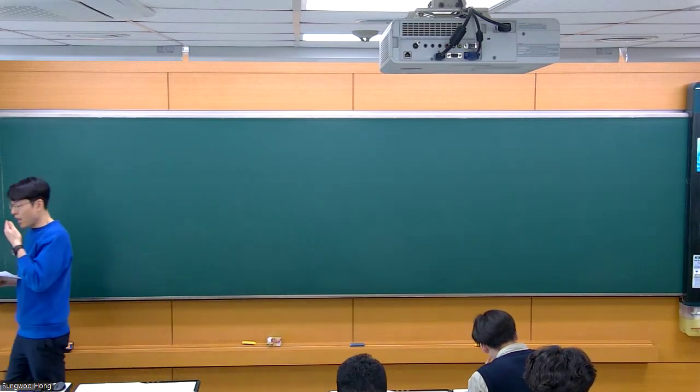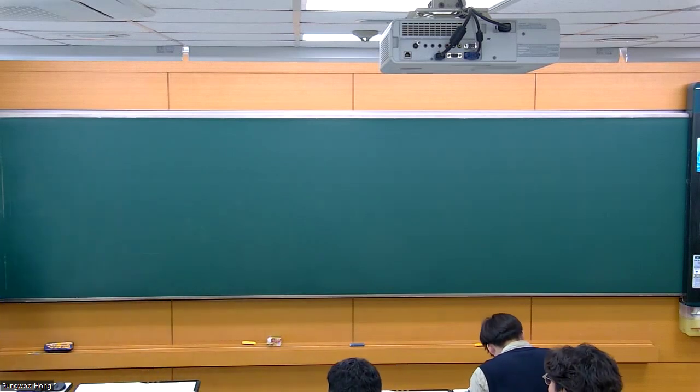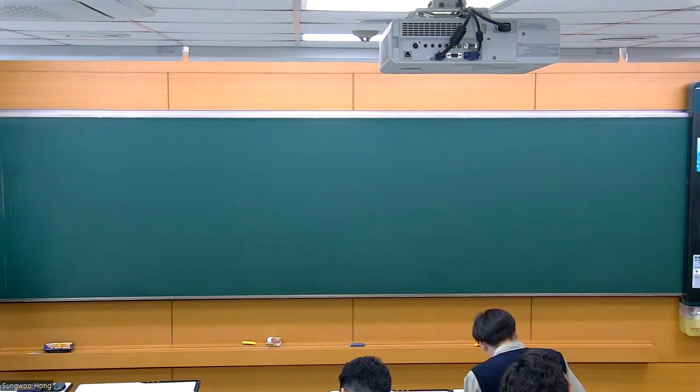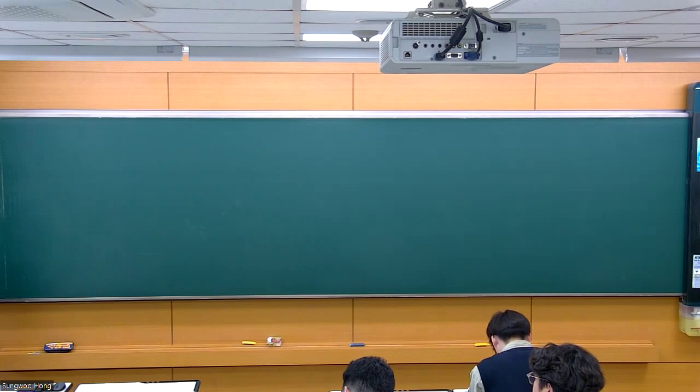So the plan today is to finish fermion and move to vector field. Then we're gonna spend maybe 2 to 3 lectures on the vector field, and after that, the rest 2 months or so, we're gonna talk about renormalizations and stuff. So that's the plan.